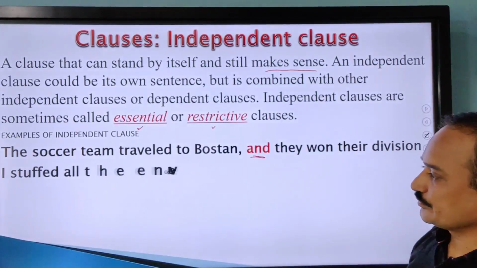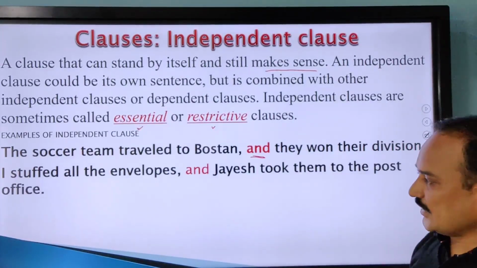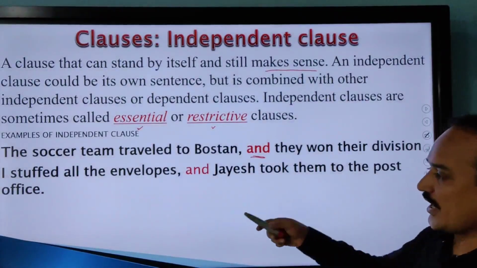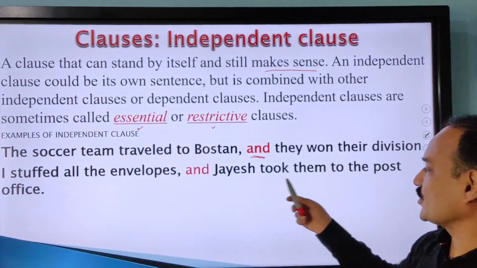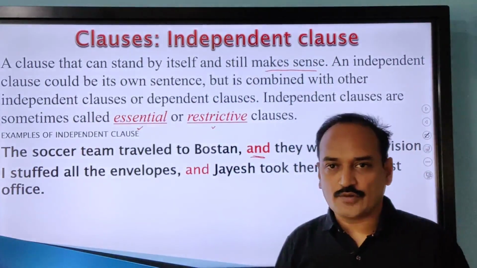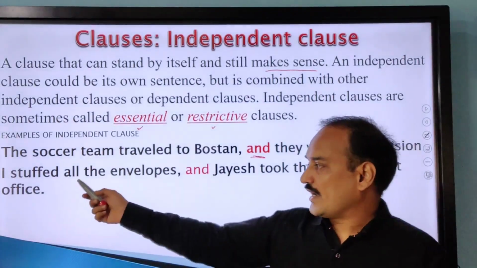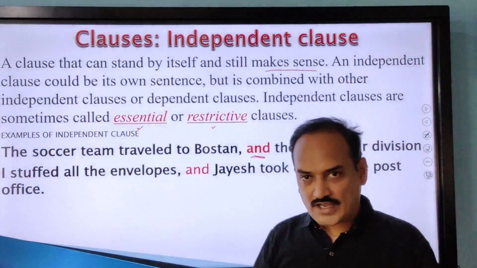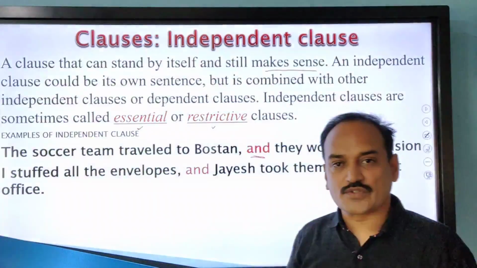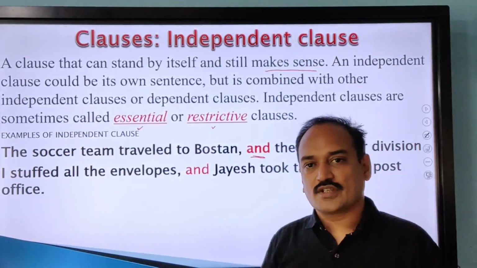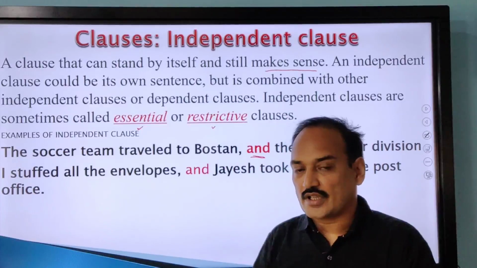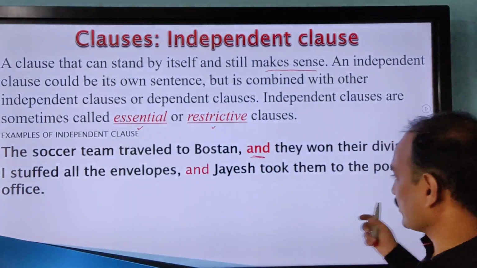Okay, one more example. I stuffed all the envelopes and Jayesh took them to the post office. Two actions which are added with the conjunction and. I stuffed all the envelopes. Clear meaning. Jayesh took them to the post office. That is also a clear meaning. When independent clauses are there, they have a subject and predicate and they don't depend on any other clause. Next.